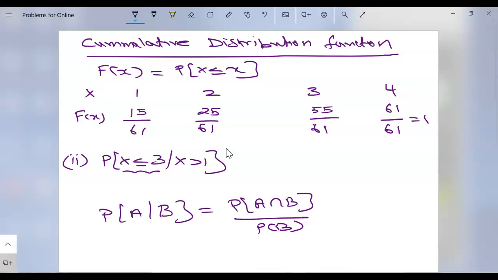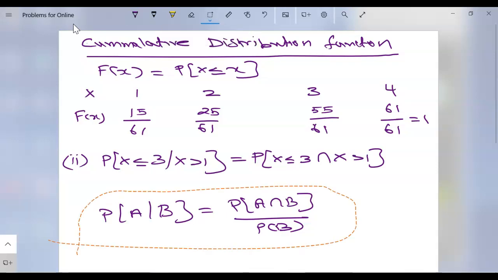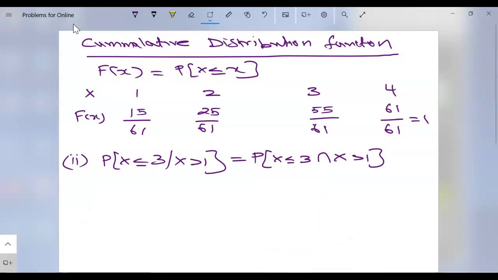When I employ this rule, what is our A? First you write the probability. I wrote this probability: x less than or equal to 3, intersection x more than 1. Like this we have. Now this rule is not required, let me delete it. So this is gone. Now I want the intersection of x more than 1 and x less than or equal to 3.